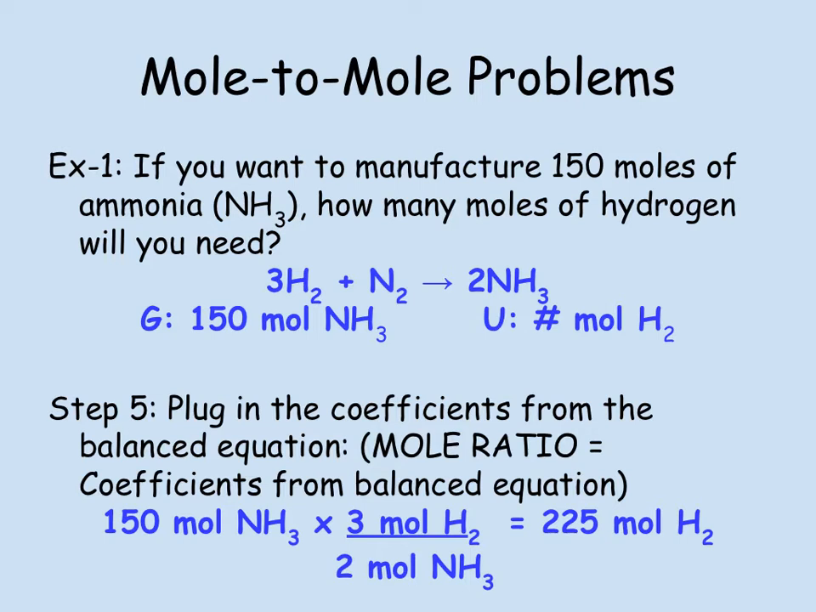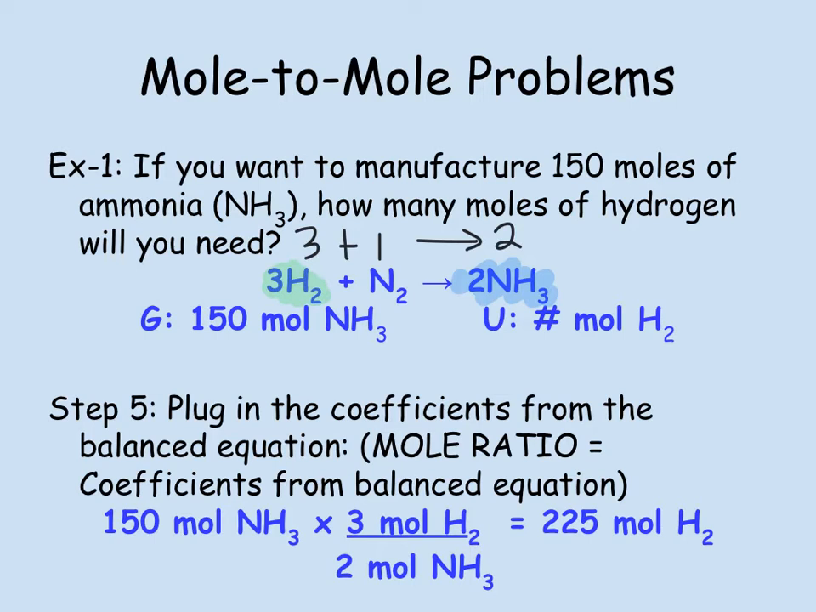So by balancing the equation, in the equation I have 3 hydrogens over here, and then we have 2 ammonias. So what this is basically saying is that I'm going to need 3 hydrogens and 1 nitrogen to make 2 ammonias. That's what this is essentially saying when we're looking at this equation.